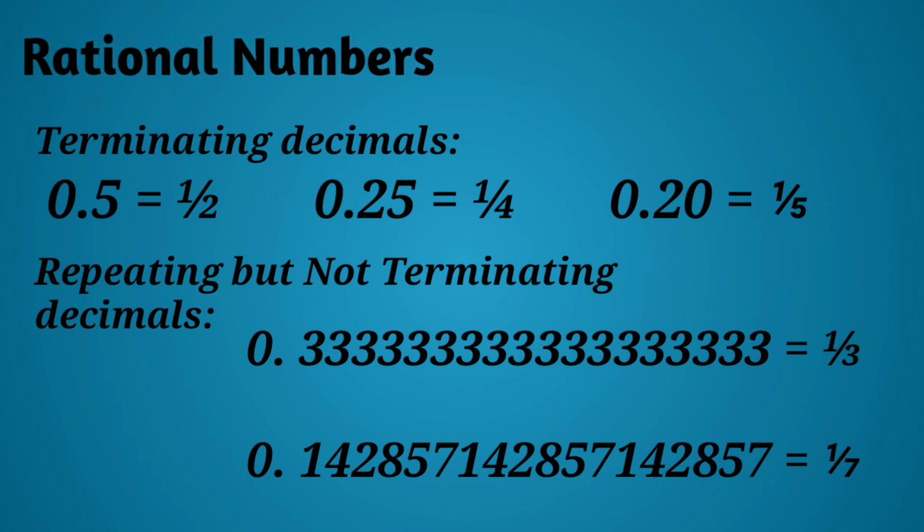0.33333333 without an end. 0.333333 without an end is equal to 1/3. Another example is 0.142857 142857 142857. We can consider this as repeating decimals for its pattern, and it is equal to 1/7.